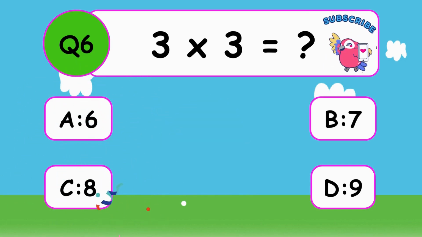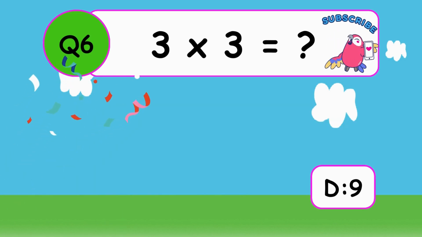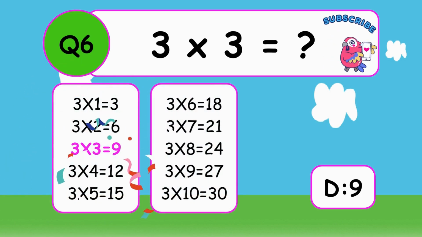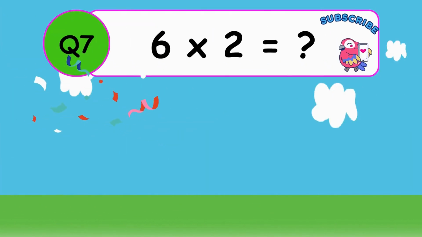The correct answer is D, 9. 3 times 3 is equal to 9. What is 6 times 2?